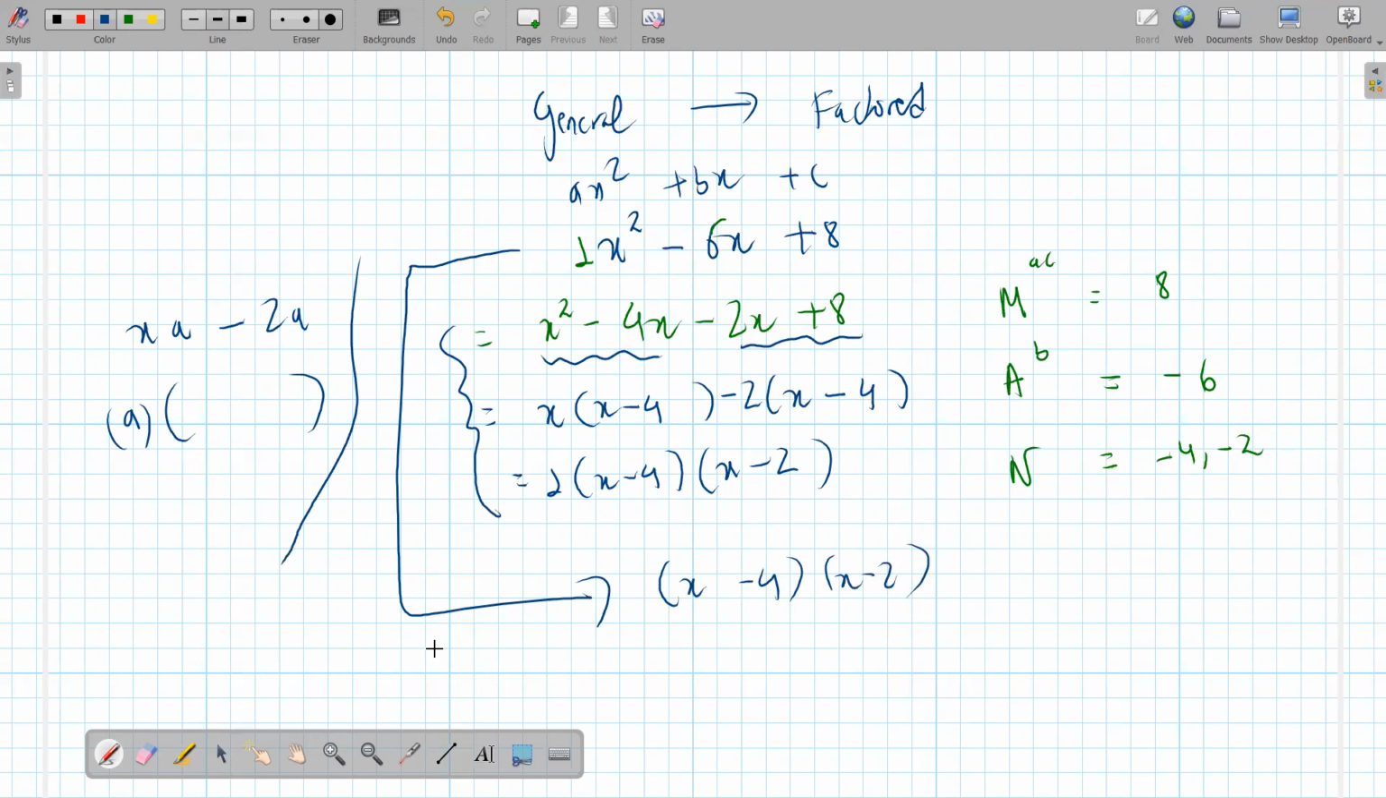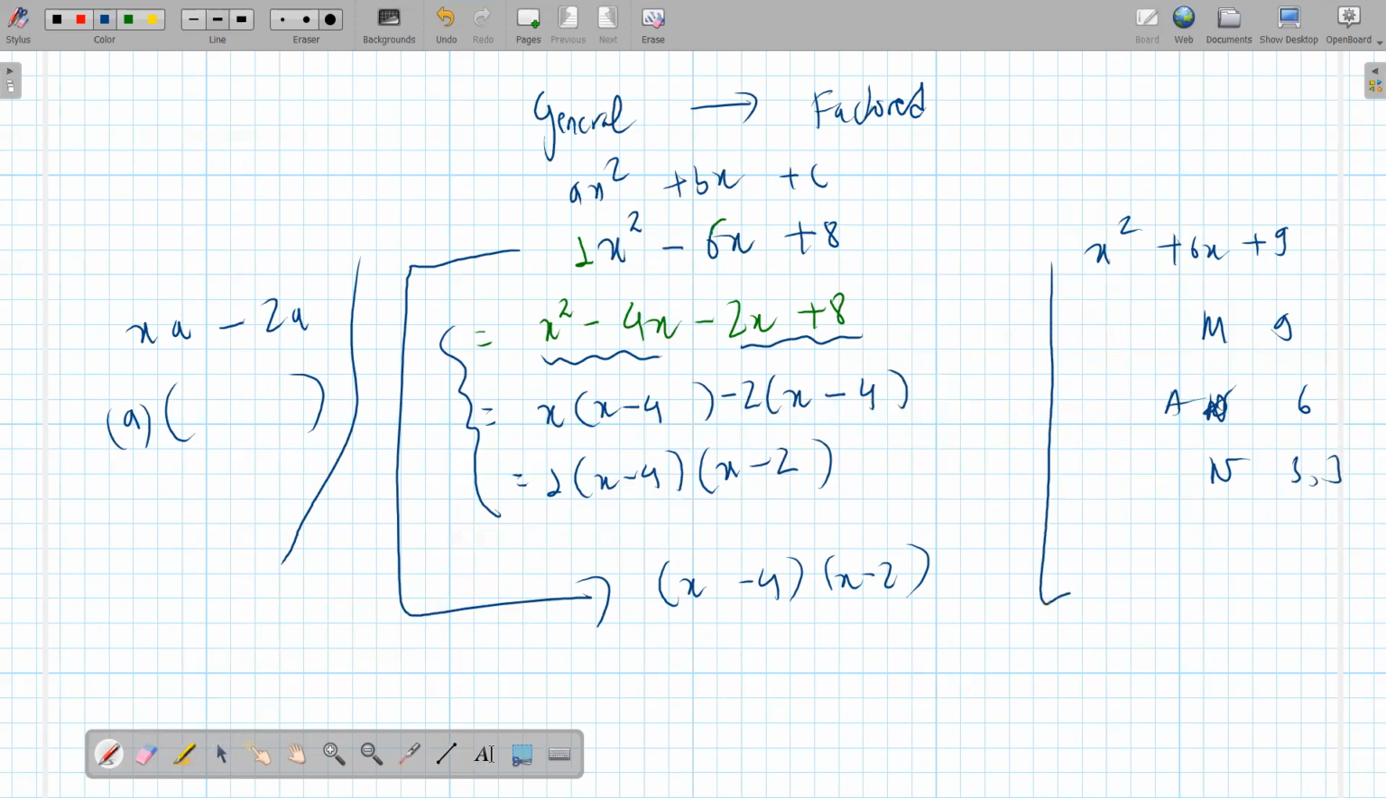For example, here's another question. Let's say we have x squared plus 6x plus 9. What are our two numbers? They multiply to 9, ac, and they add up to 6. What are our two numbers? 3 and 3, exactly. So you can rewrite this in one step into the factored form. It's just going to be x plus 3 and x plus 3. So that's just x plus 3 whole squared.